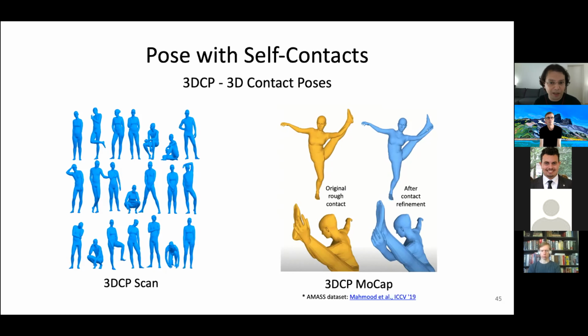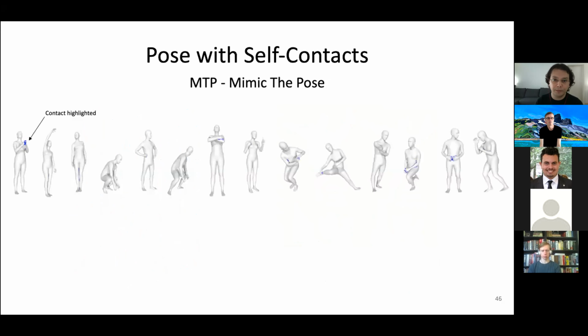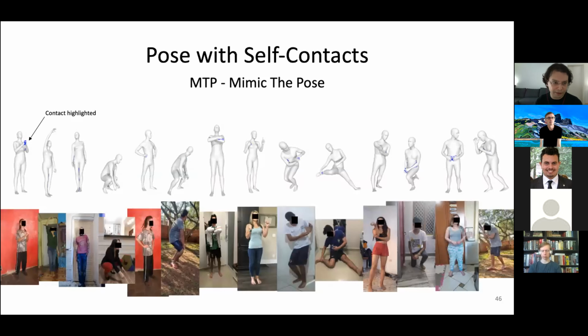These 3DCP meshes are interesting, but they lack color images paired with them. To collect such in-the-wild images, first, the authors render synthetic images of 3DCP meshes and highlight the contact areas, as we see in blue. Then they ask users on Amazon Mechanical Turk to mimic these poses and have someone take a photo of them while mimicking.